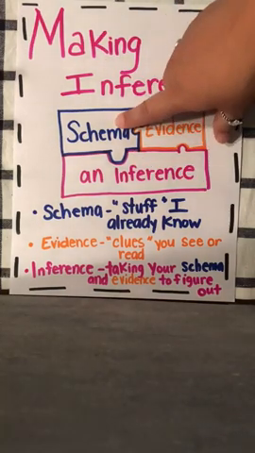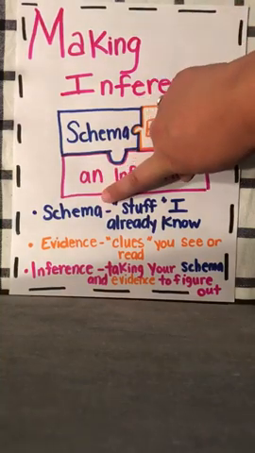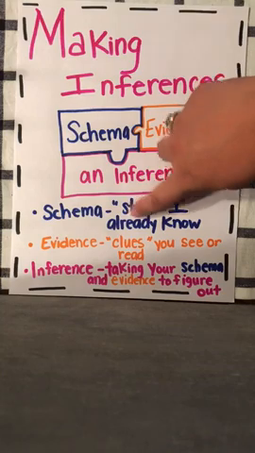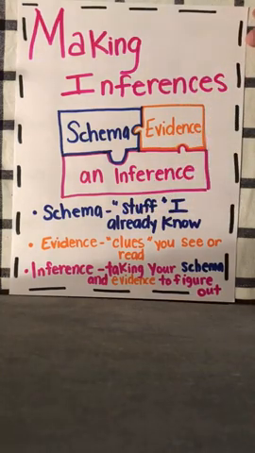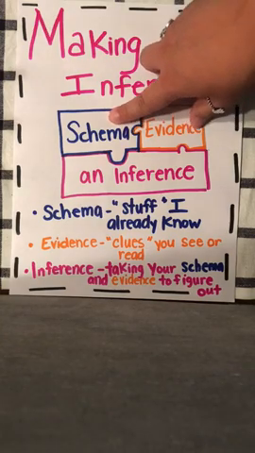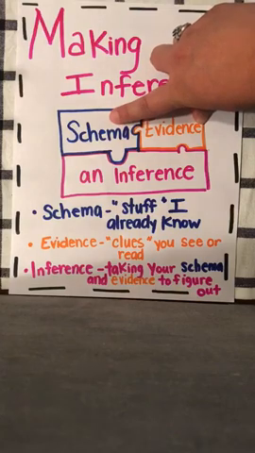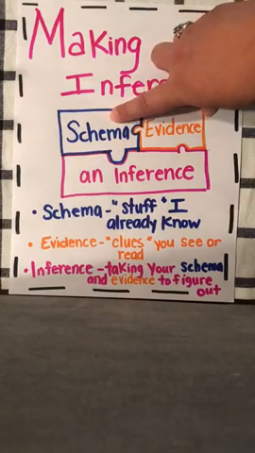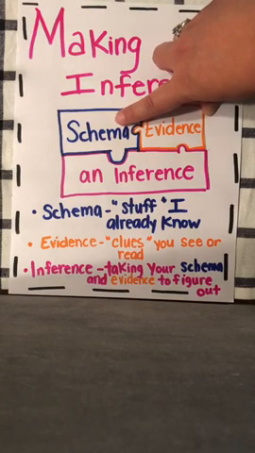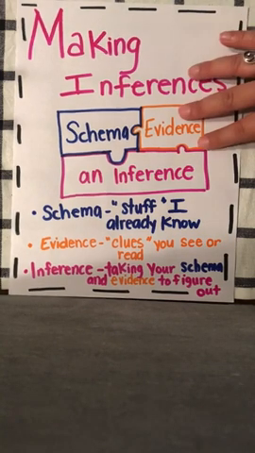Now let's talk a little bit about what schema is. Schema is our background knowledge, stuff I already know. What I like to tell my students in my class is that our schema is a secret file folder you have in your brain. That secret file folder has everything that you've ever learned. It's instantly activated whenever you start thinking about something and you're curious about something.